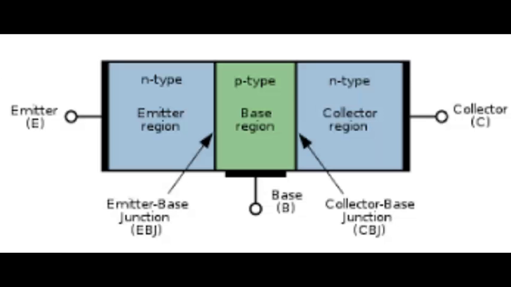Next, the transistor has two PN junctions, therefore it is like two diodes. The junction between emitter and base may be called the emitter-base diode or emitter diode, and the junction between the base and collector may be called the collector-base diode.